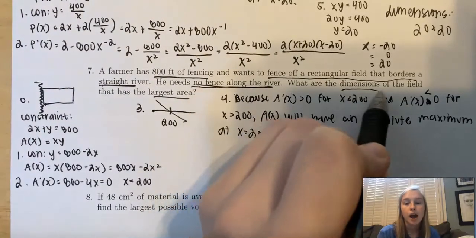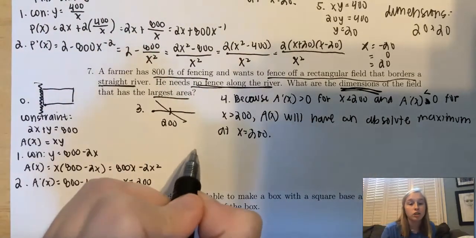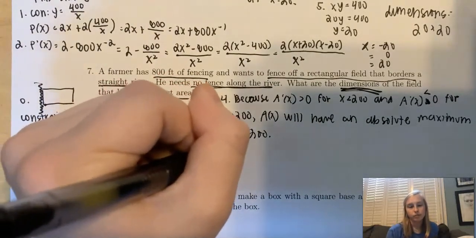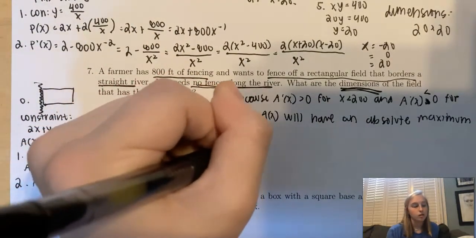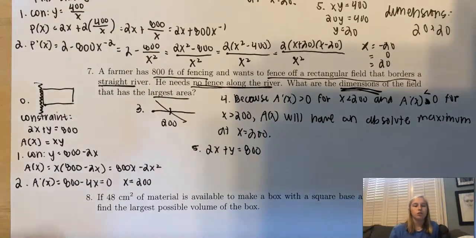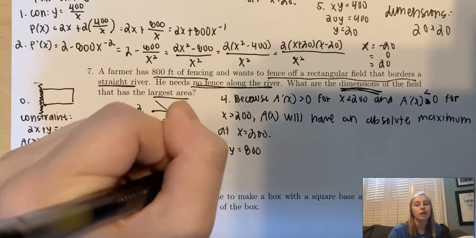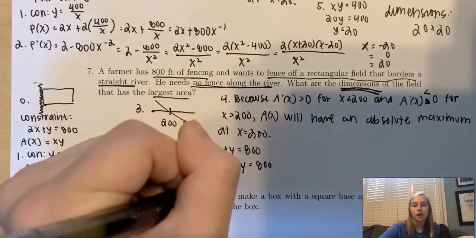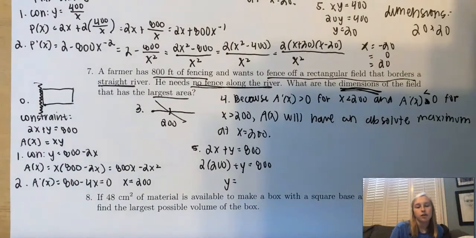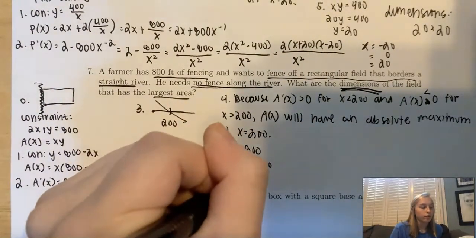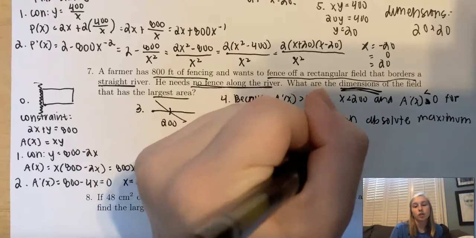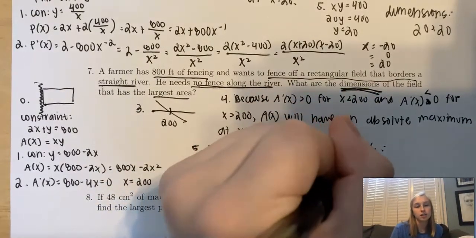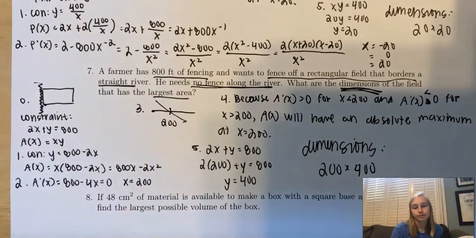And step number 5, you actually have to find the dimensions of the field. You have to answer the question. So I always use the constraint to solve for y. You just solve for y. You get 400. So in this case, it actually is a rectangle, and the dimensions are 200 by 400 feet. Yep.